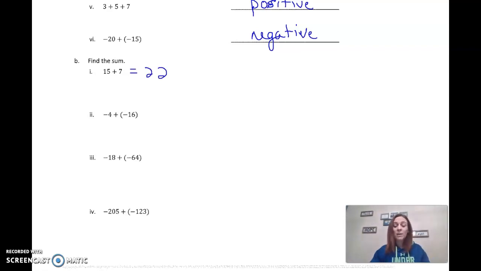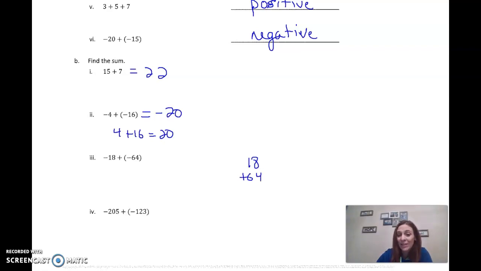All right. -4 plus -16. Add the absolute values. So we add 4 plus 16. That's 20. If they're both negative, your answer is going to be negative. -18 plus -64. Add 18 and 64 together. Add their absolute values, distance from 0. 82, if I did that right. Negative plus a negative is going to be a negative.